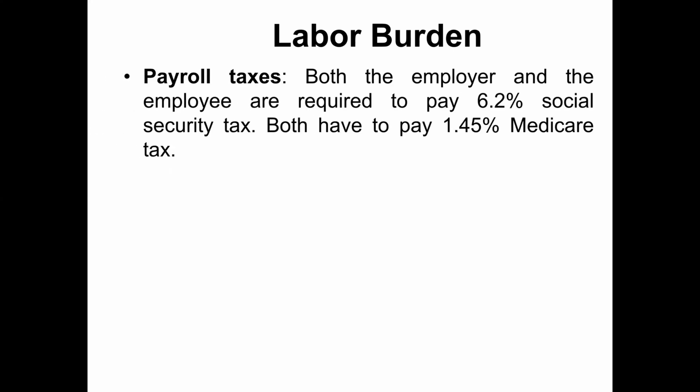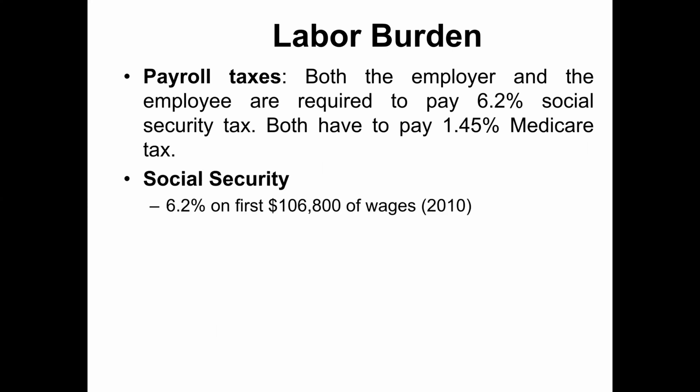Now, the other labor burden example is payroll taxes. Both the employer and the employee are required to pay 6.2% Social Security tax. Both have to pay 1.45% Medicare tax. The company is going to pay 6.2% on the first $106,800 of wages. Every year this ceiling will be different, but you will understand when we solve the numerical.